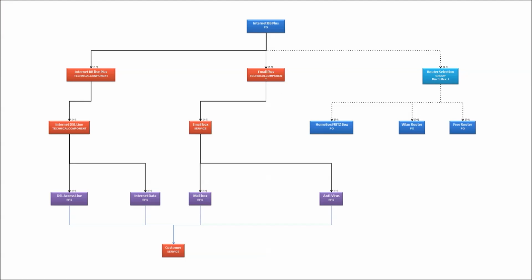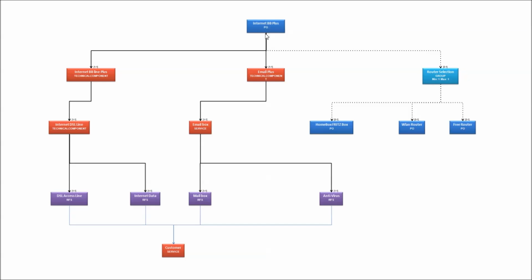So before we start looking into the order, I'd like to give you some context about the product we're going to order so that you don't get confused afterwards. We're gonna order the Internet BB Plus offering we have. It basically has a selection of 3 routers, so Fritzbox, a regular router, and a free one. Regular, I mean wireless LAN router.